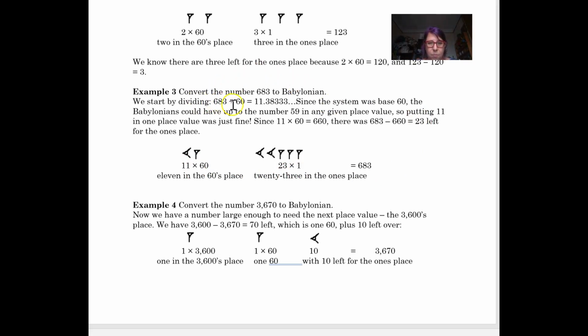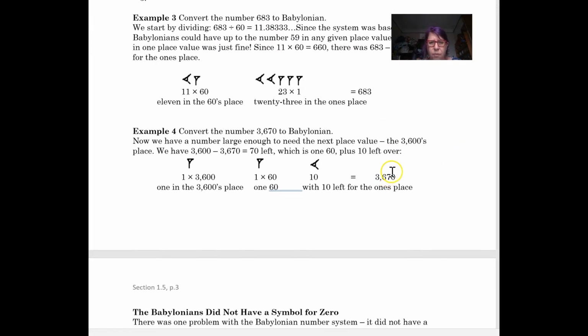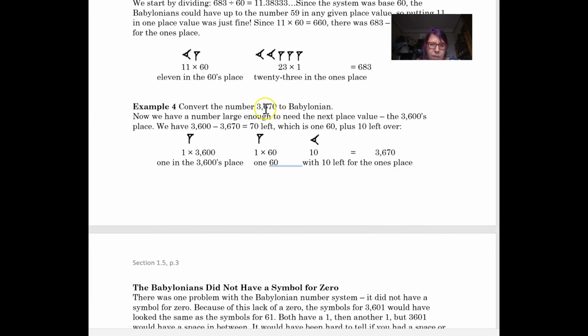And you do that same system of sort of dividing, see how much you have, and then subtract to see how much is left. Now, for a much larger number like 3,670, you need the next place up. The next place up was 60 squared, 60 to the second power. And so that's 3,600. Sometimes people get a little confused because for the Mayans, 360 was the next place up, so be a little careful about that.